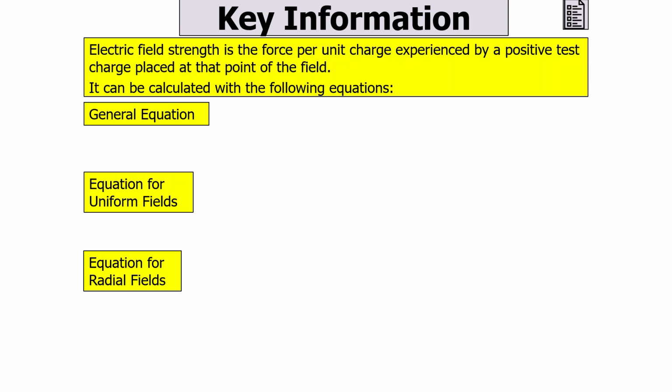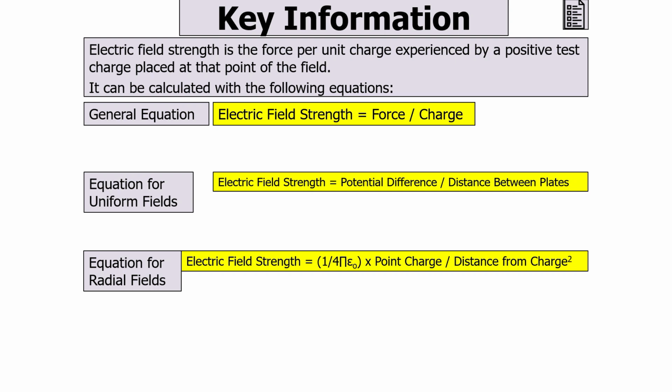So, to clarify, the electrical field strength is the force per unit positive charge experienced by a positive test charge placed at the point of that field, and it can be calculated with the following equations. The general equation is electrical field strength is equal to force over charge. The equation for the uniform field is electrical field strength is the potential difference divided by the distance between the plates. And the equation for the radial field is that electrical field strength is equal to 1 over 4 pi epsilon 0 times the point charge divided by the distance from the charge squared.